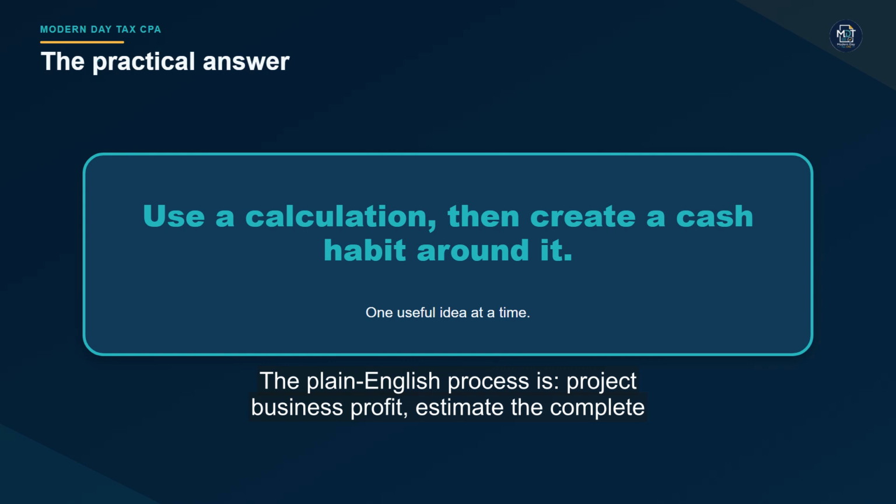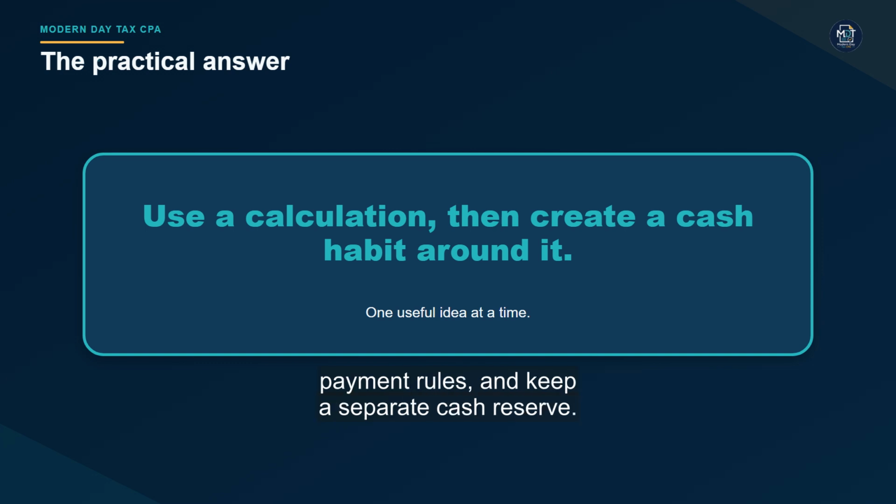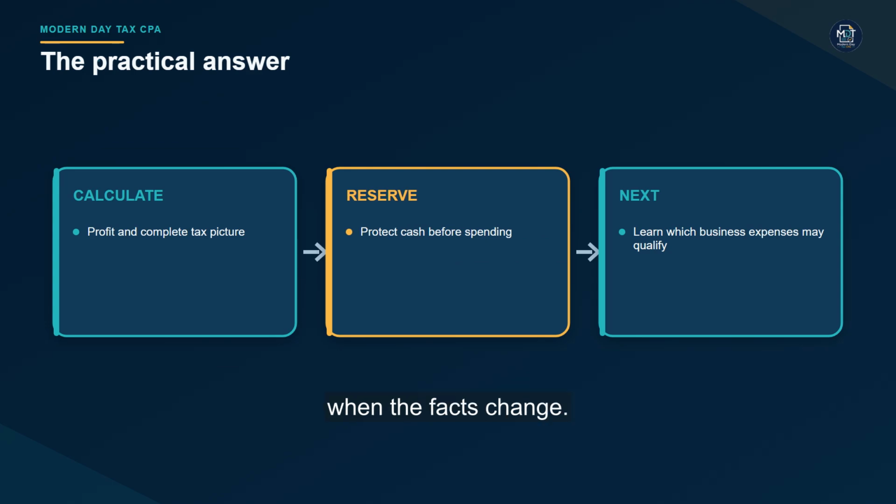So the plain English process is this: project business profit, estimate the complete tax picture, subtract withholding and prior payments, check the current payment rules, and keep a separate cash reserve. Do not send a random percentage because a deadline exists. Calculate from the facts you have, then update the calculation when the facts change.